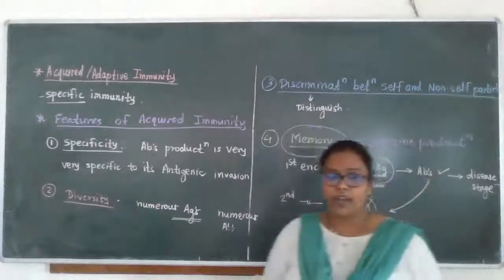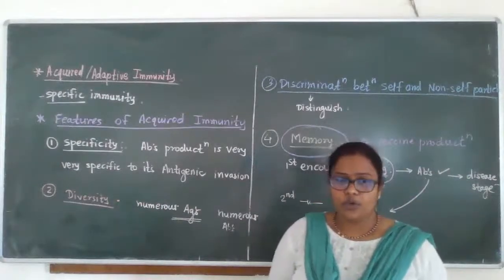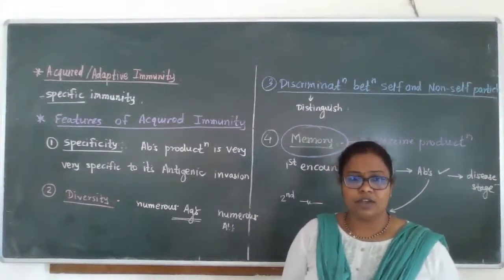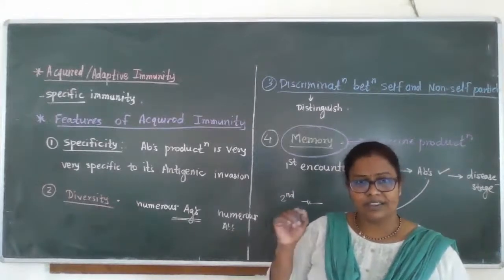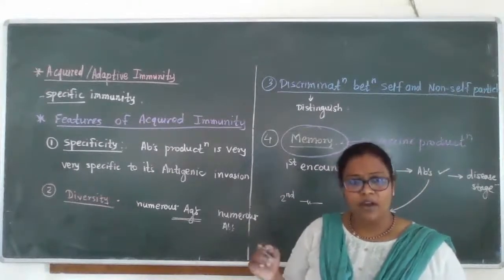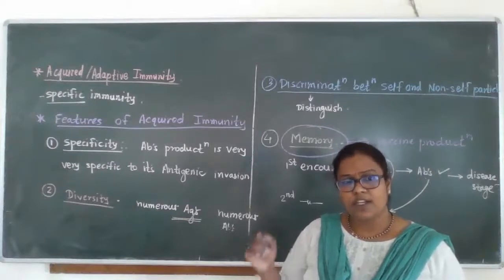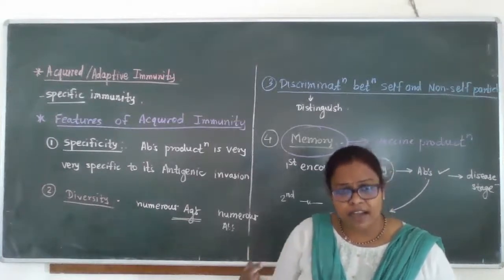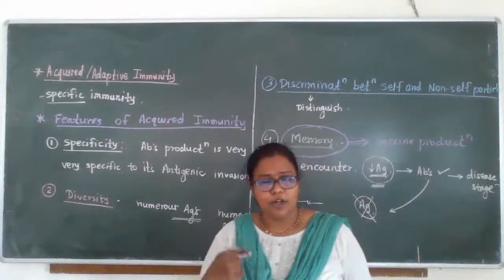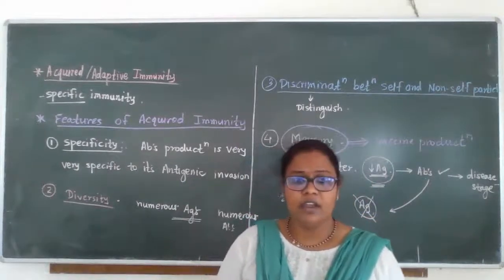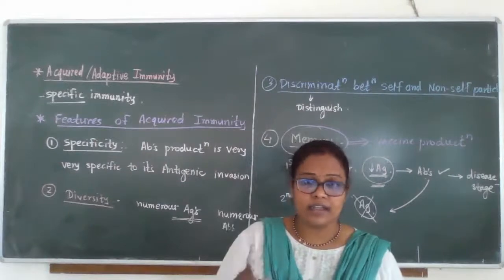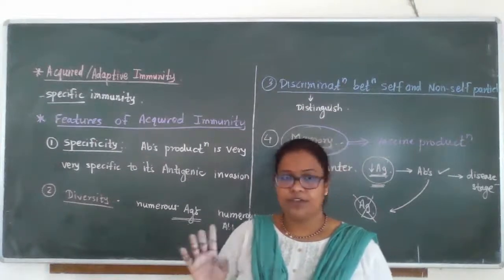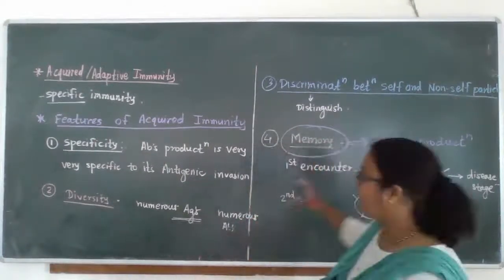Memory is a very important feature, which is used for vaccine production. The first encounter is kept in the memory, and our body becomes familiar with that antigen, so our body already has the antibodies against that antigen. So that is the next one, right?